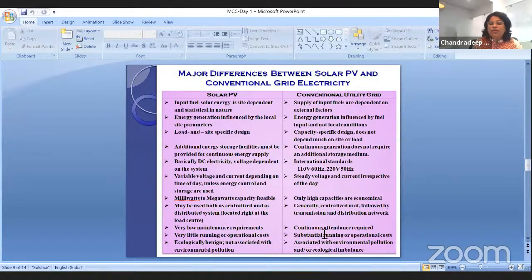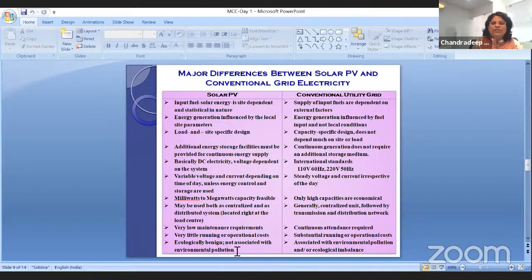But in case of a coal power plant, continuous attendance is required, because fuel is completing. Again, you have to input the fuel. And as there are more moving parts, more maintenance is required. In case of solar PV, no moving part is present. Very little running or operational costs. So repairing and all these things are there in a coal power plant, but in case of solar, nothing like that happens.